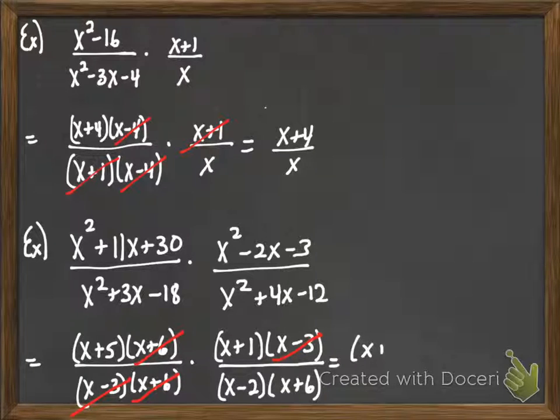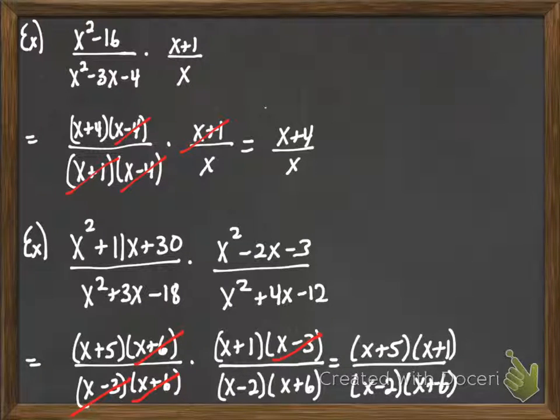So at this point, we write what's left as our answer. x plus 5 times x plus 1 all over x minus 2 times x plus 6. And now we've factored. And again, I can't reiterate the importance of being able to factor. It's really the key to doing these problems. In our next video, we're going to start looking at division of algebraic fractions.